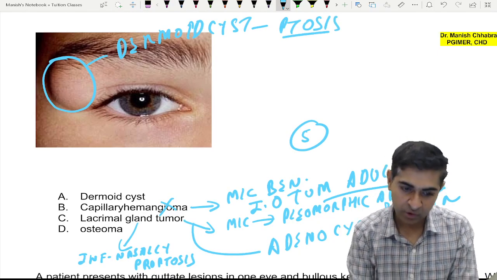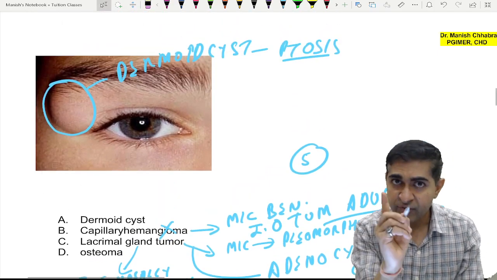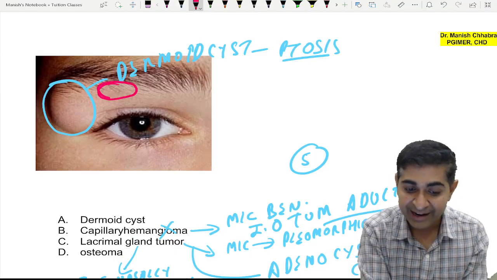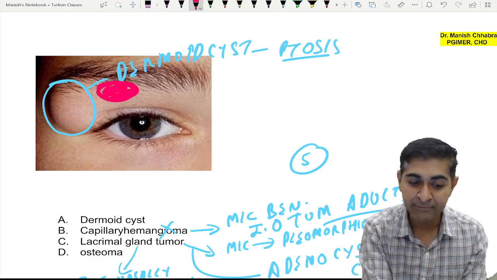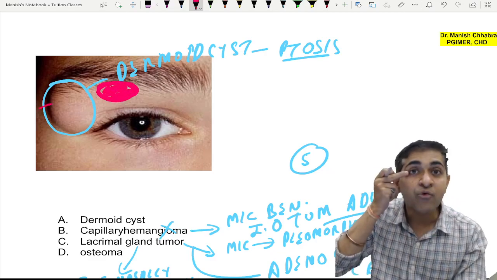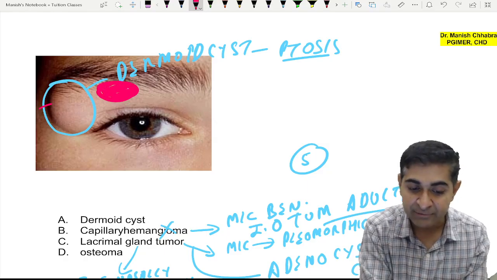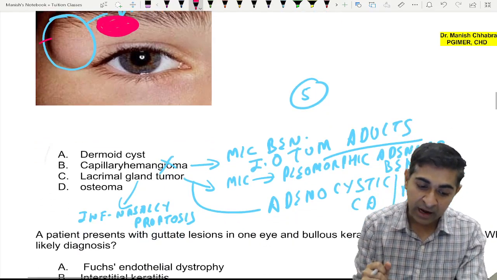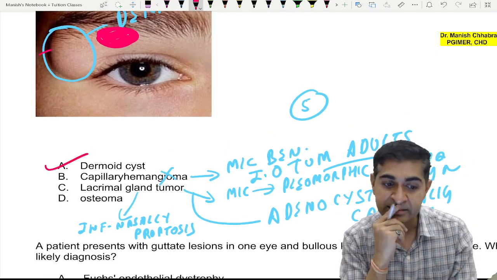Do you understand? Now if I am talking of a lacrimal gland tumor, it has to be present somewhere here, because that is the right anatomical position of the lacrimal gland, not here. It is away from the lateral canthus and slightly superior, but the position of the lacrimal gland is here. Based on this, you can easily identify. Now the answer is dermoid cyst.